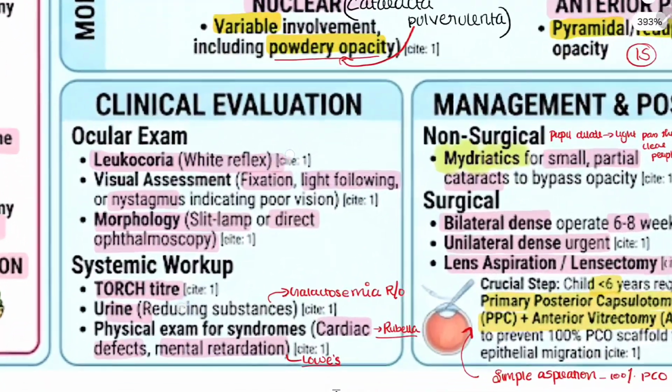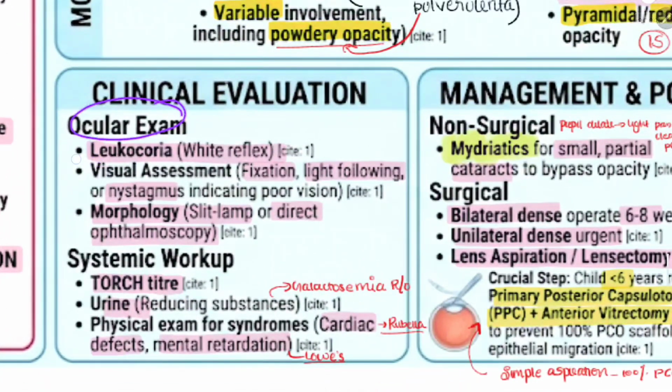Coming to the clinical evaluation, first we have to do an ocular examination. Look for leukocoria, that is the whitish reflex which can be seen in congenital cataracts, and visual assessment on fixation, light following, or nystagmus. If the baby is following the light or fixing the light, that means they can see. Morphology has to be looked at through slit lamp or direct ophthalmoscopy. Then do the systemic workup: TORCH titer, urine for reducing substances to rule out galactosemia, and physical examination to rule out cardiac defect in case of rubella or mental retardation in case of Lowe syndrome.